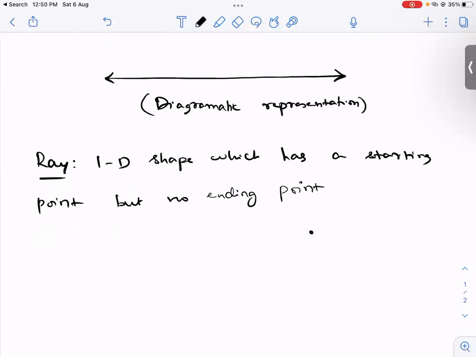So, what is the diagrammatic representation of it? Starting point is always represented with a dot. So, a fixed dot represents a starting position and the arrow mark represents never ending position. On the ray, if I take a point P, then how can I represent a ray? If I have to give the name of a ray, I will call it AB with an arrow mark on top of it. So, you read it as ray AB, right?